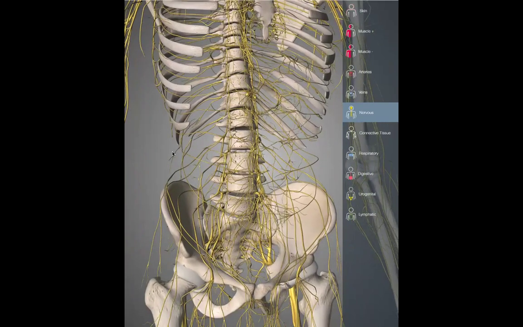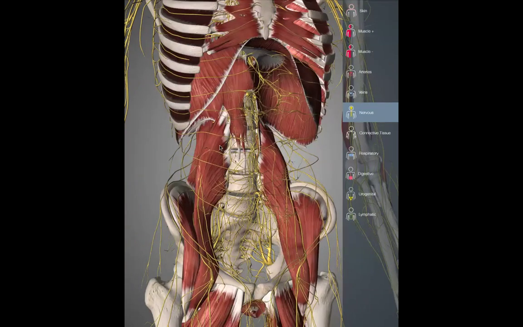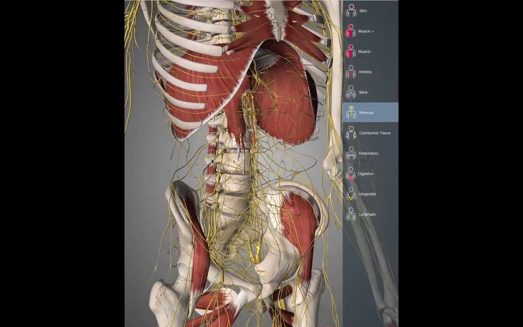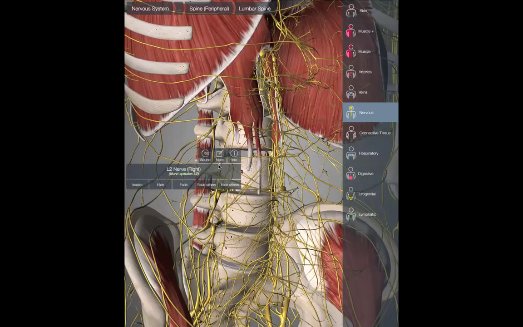So, as I said, the lumbar plexus supplies the skin and muscles of the lower limb. It's located in the lumbar region, as we see. If we add the psoas major, you can see that the lumbar plexus is inside this muscle. Psoas major. And it's found anterior to the transverse processes of the lumbar vertebra. You can see here, arising from L1 to L4, some anterior rami. We're speaking about these ones.